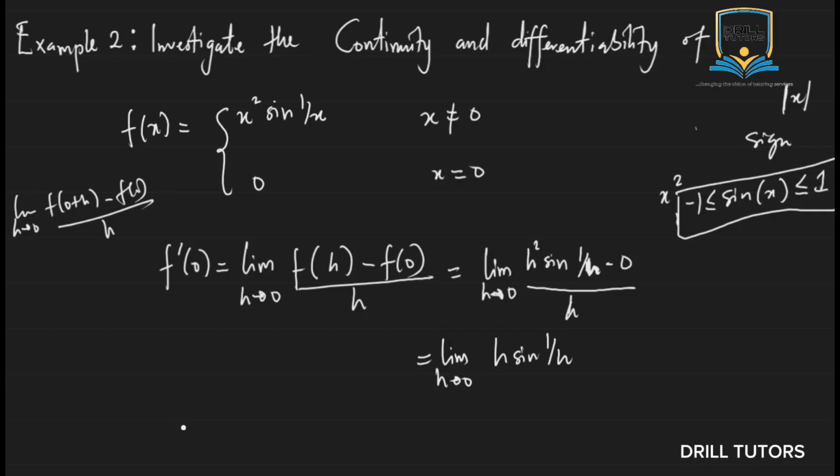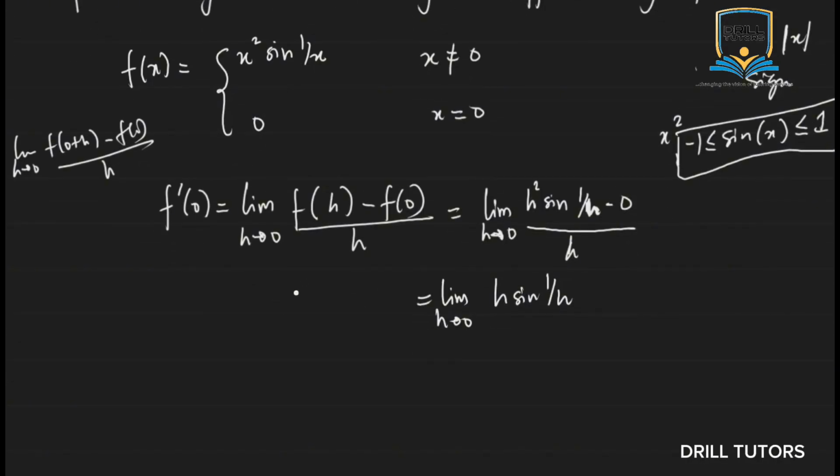This is where the squeeze theorem comes in, right? How do you do that? We know that sine 1 over h lies between 1 and negative 1 for any h. Do you understand? For any angle h. Now, with that said, if you multiply all through by h, you have minus h less than or equal to h sine 1 over h, and this is less than or equal to h.